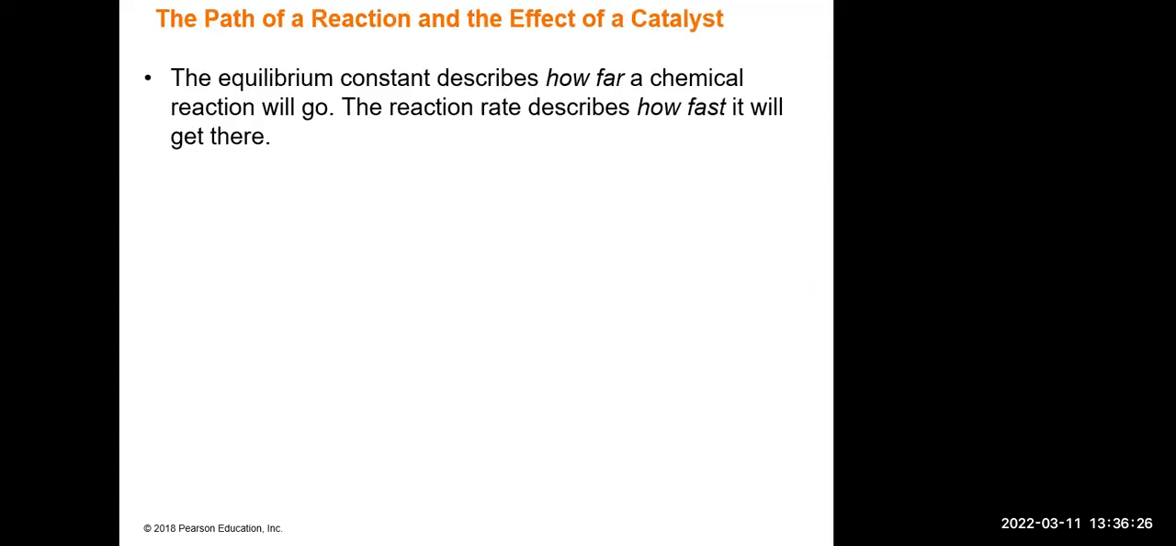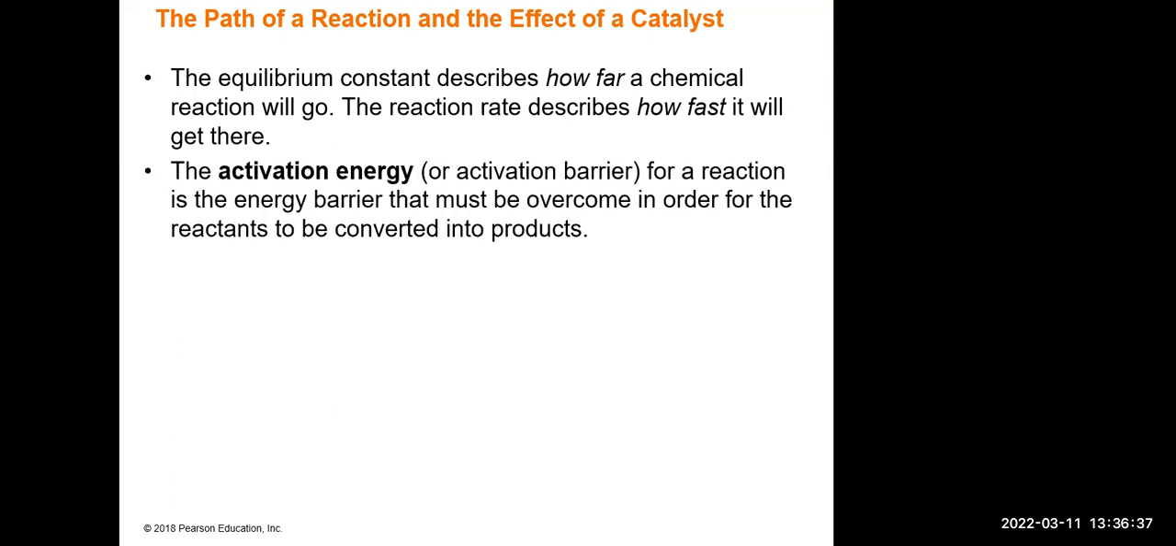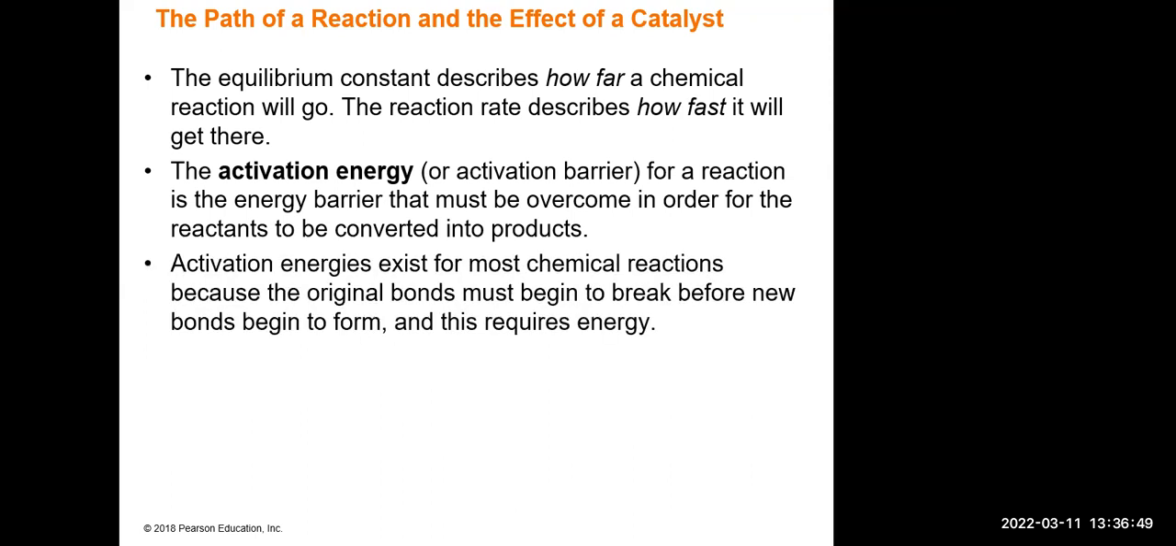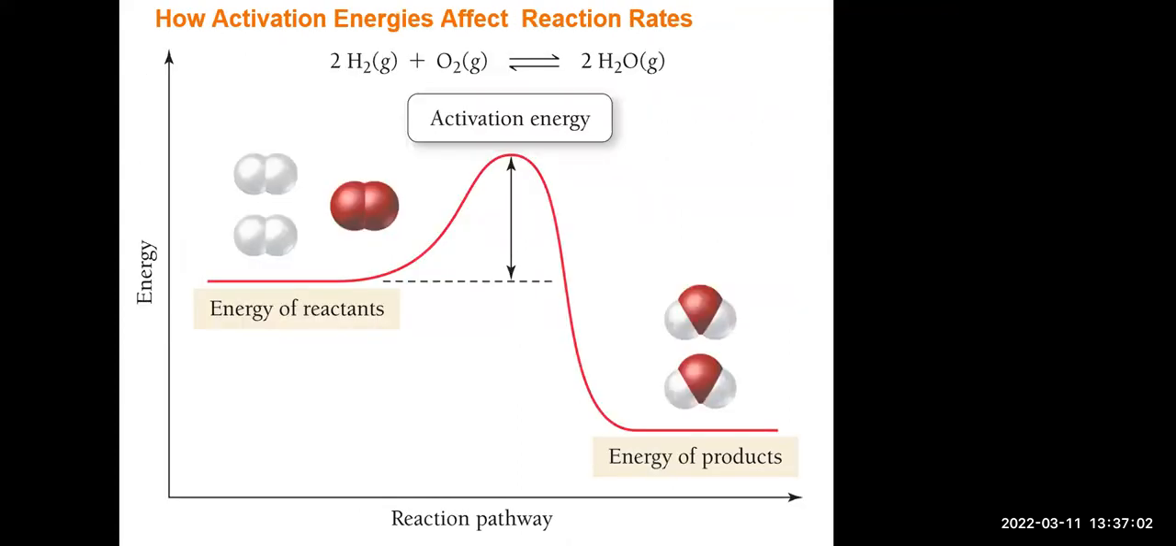The equilibrium constant describes how far a chemical reaction will go. The reaction rate describes how fast it will get there. So the activation energy, or activation barrier, for a reaction is the energy barrier that must be overcome in order for the reactants to be converted into products. Activation energy exists for most chemical reactions because the original chemical bonds must begin to break before new chemical bonds begin to form, and this requires energy.